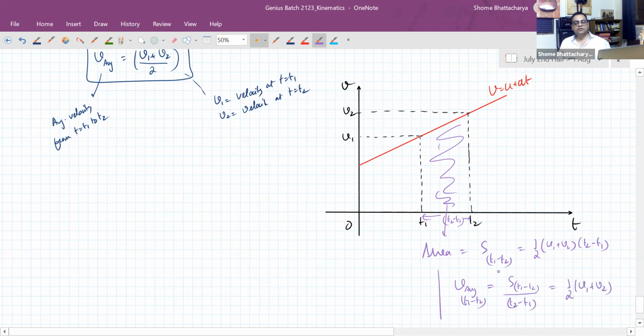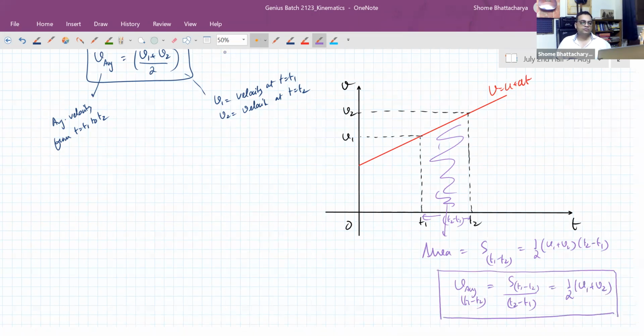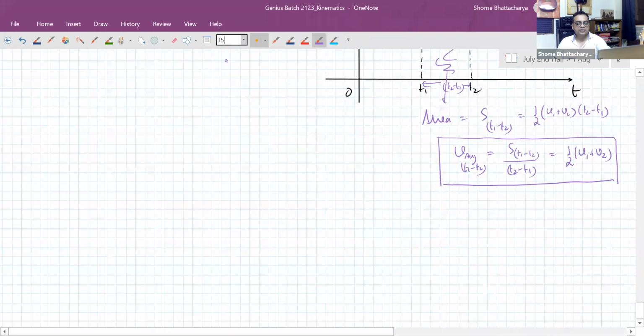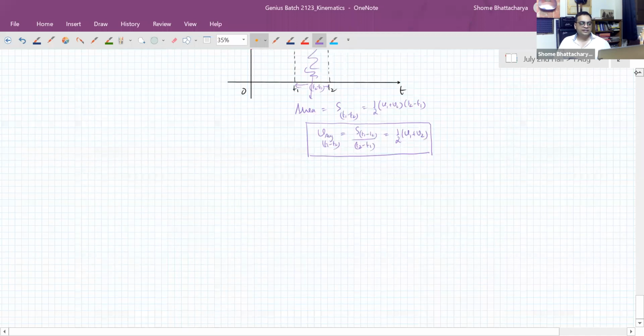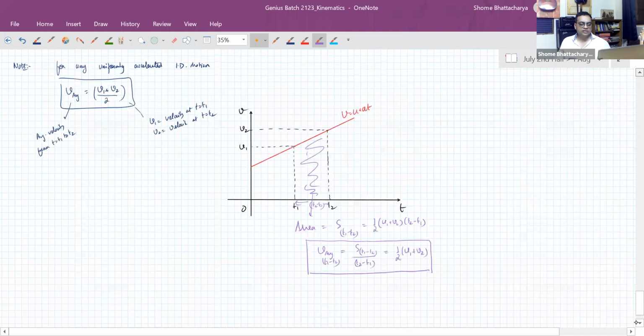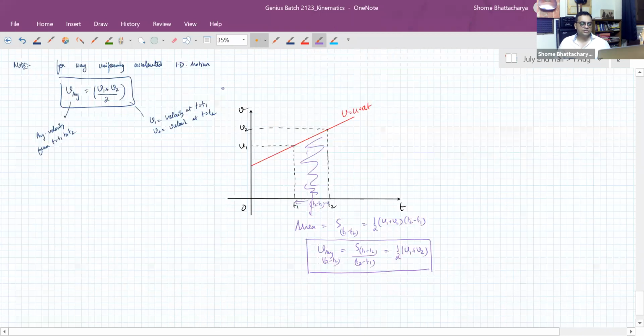So something very simple, but in certain questions this can be used as a very effective way of solving rather than using the standard equations. Unnecessarily, the standard equations will give you a very lengthy solution, whereas using this is quicker. But at the same time, you have to be able to judge which type of question you will use this formula in. So just make a note of this, and we'll look at an example question also.